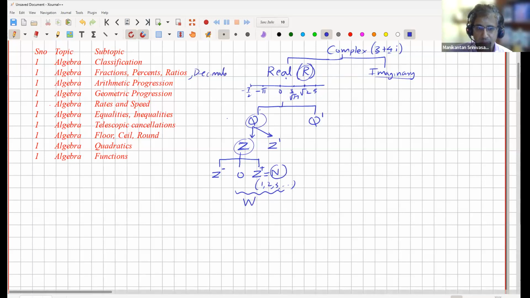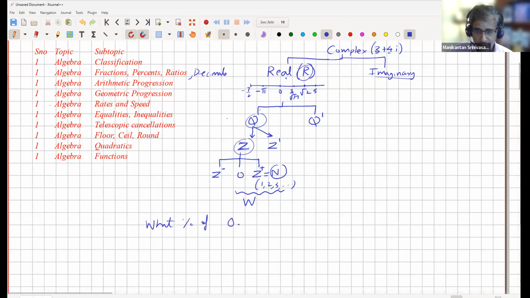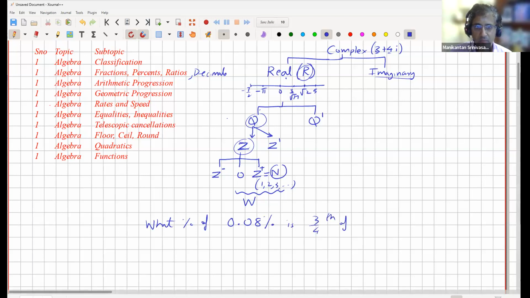You should be able to switch back and forth. For example, if someone asks what percent of 0.08% is 3/4 of... what is it, fraction, percent, decimals, right? 3/4 of 0.0102, right? Then you can just literally translate this to a mathematical problem, right?